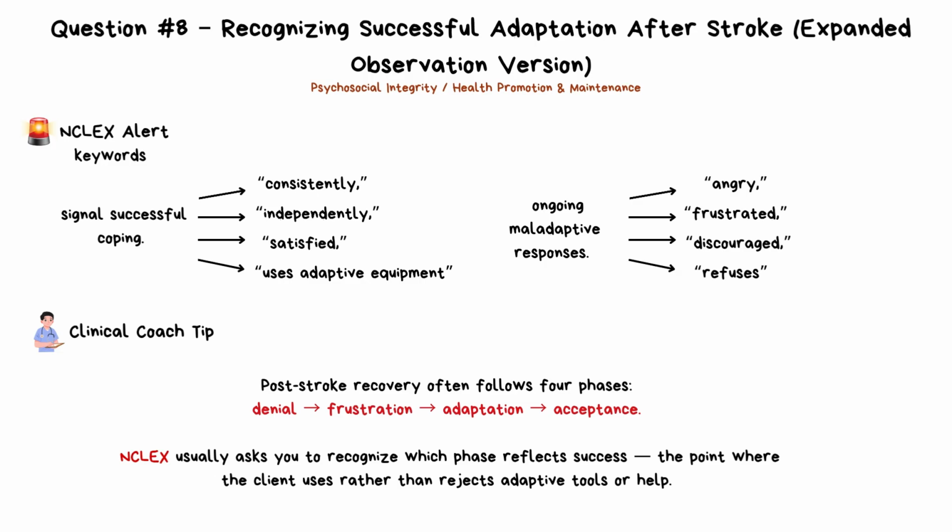All right, that completes question 8. Let's continue to the next scenario. Here's an ordered response question, one that tests your understanding of sequence and timing in daily self-care for myasthenia gravis. Before we start, a quick refresher.